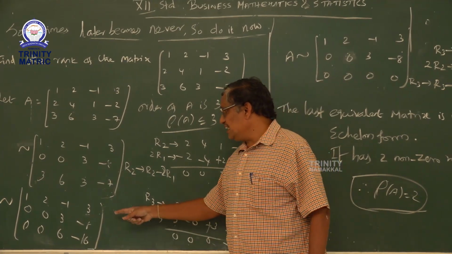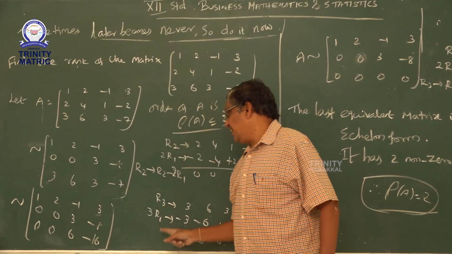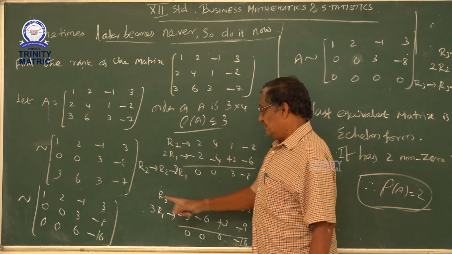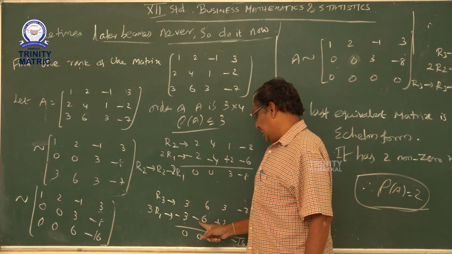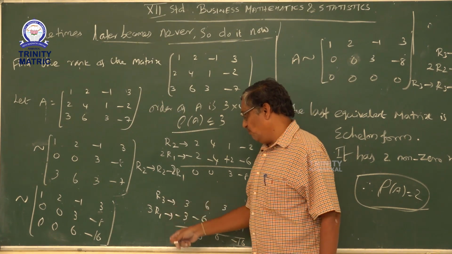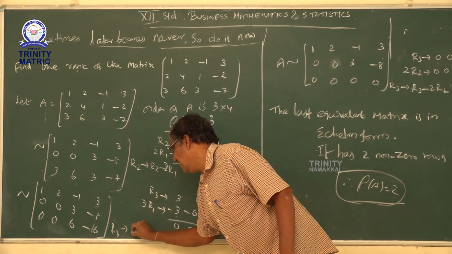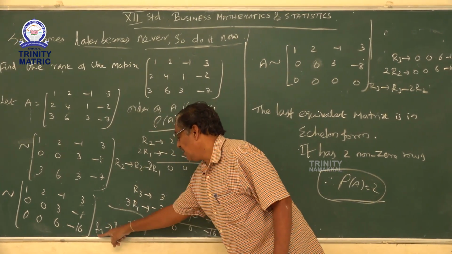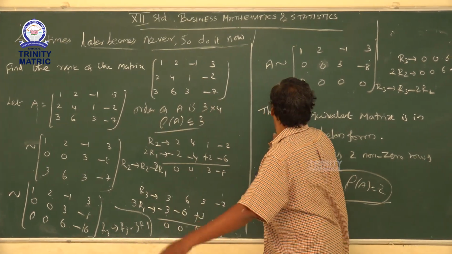Again, below this element we have to make it 0. For that, what am I doing? R3 as it is: 3, 6, 3, minus 7. Then you multiply R1 by 3: 3, 6, minus 3, 9. Again, I am subtracting. So, the operation I did: R3 is nothing but R3 minus 3R1. So, I got it now.